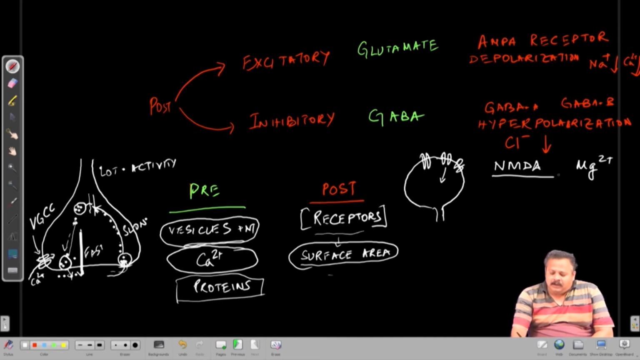So, the voltage on the postsynaptic side itself is now modifying the synaptic strength by allowing a new kind of ion channel to allow more current to come in. So, the presence of NMDA ion channels plus depolarization can modify the synaptic strength.